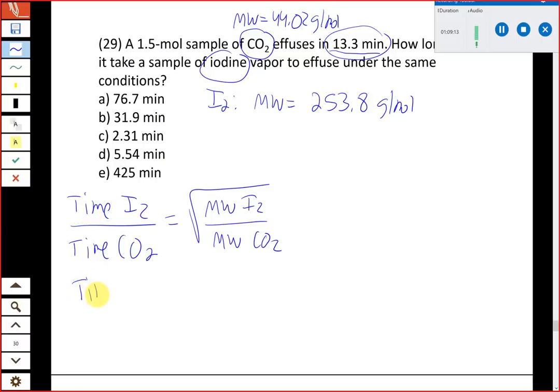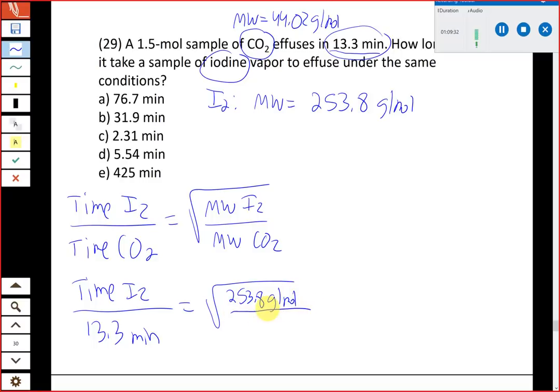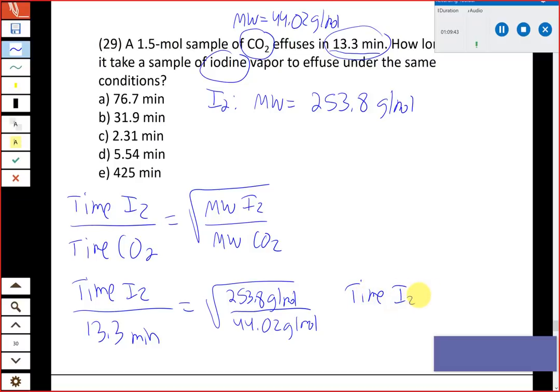So the time that it takes I2 to effuse is our unknown. We're told that it takes CO2 13.3 minutes. And then that's going to be equal to the square root of the molar mass ratio. So I2 we calculated as 253.8, and then CO2 is 44.02. So we just divide the two, take the square root, and then cross multiply. And we get that the time that it takes for I2 to effuse is going to be 31.9 minutes.